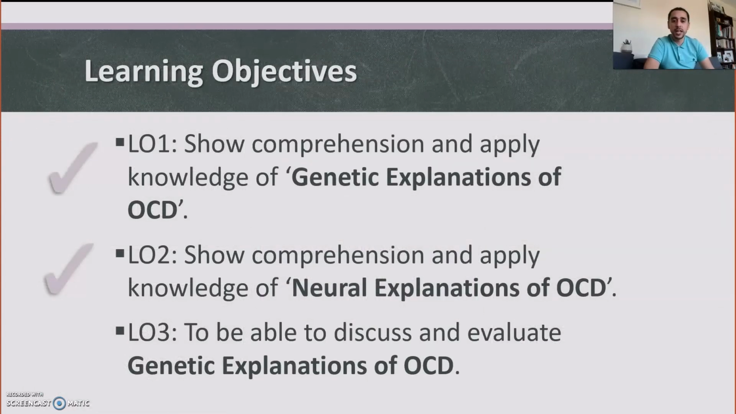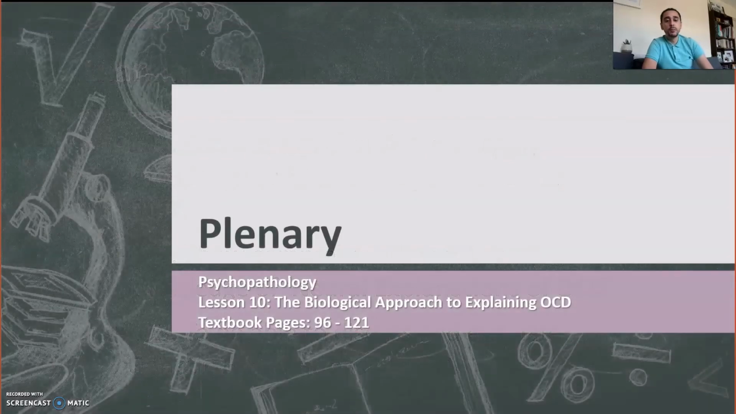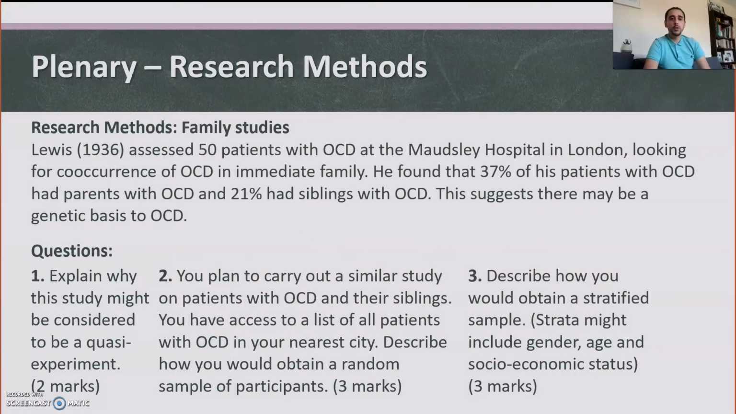To be able to discuss and evaluate genetic explanations of OCD and neural explanations of OCD, learning objective 3, we're done. We are moving on to the plenary. What have we got? Oh, it is research methods. Here we go.